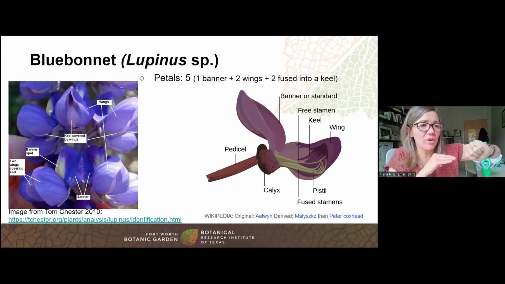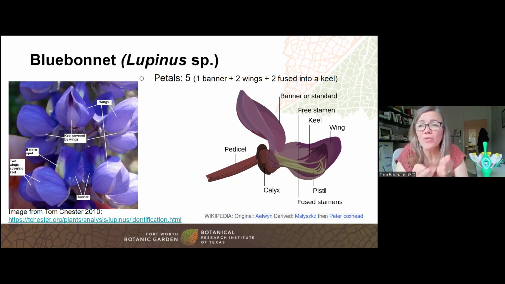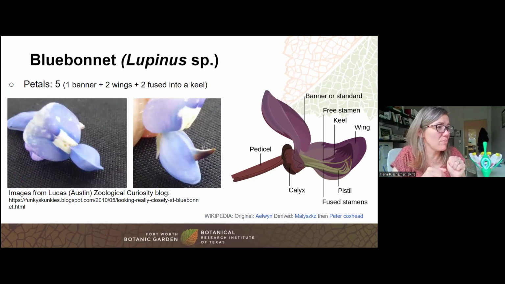Okay, and then in there we've got the, and this is again not an example of the lupine or the bluebonnet that we're talking about, but it's a good example of the flower type. And then inside the keel, you've got the reproductive parts. You've got the stamens and you've got the pistil. So that's kind of what it looks like there. Let's see if some of the subsequent images might help you a bit more.